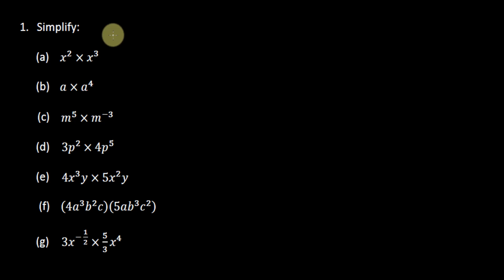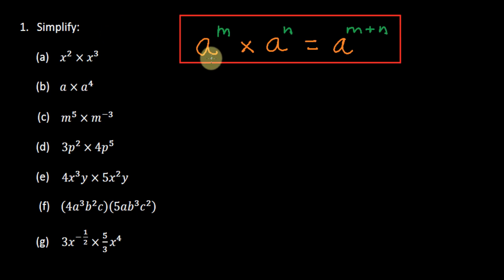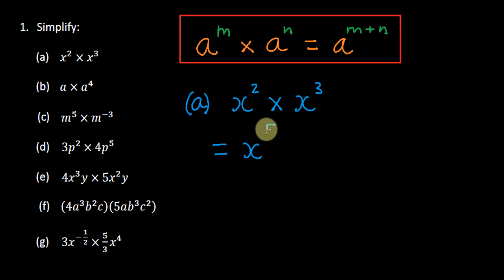The first question in this tutorial on algebraic indices or exponents deals with the rule a to the power m times a to the power n is a to the power m plus n. So if the bases are the same and we are multiplying two exponents, we add the powers. So in a we have x squared times x cubed. The bases here are both x, and we are multiplying, so that means we can add the powers. So it's going to be x to the power 2 plus 3, in other words x to the power 5.